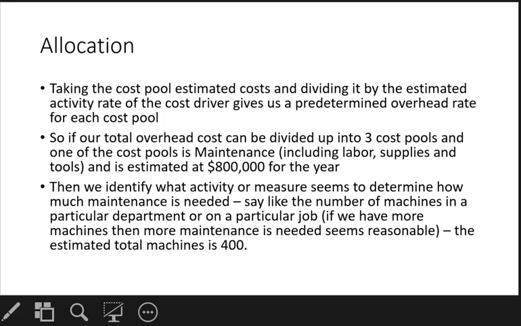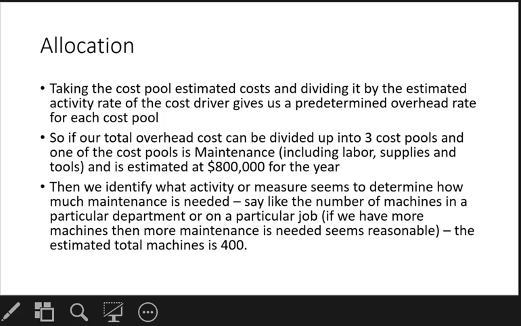So you take each cost pool and what the costs are for that cost pool, estimated, and divide it by the activity level for that cost driver. We've come up with a cost driver for each cost pool, matched it up, and that gives us a predetermined overhead rate for each cost pool. So if you have 3 cost pools, you need 3 cost drivers, and you're going to have 3 predetermined overhead rates. Instead of 1, like we learned about last chapter, we're going to have 3.